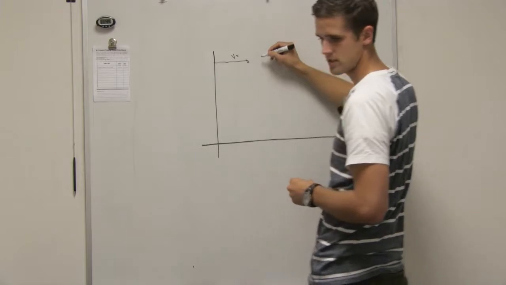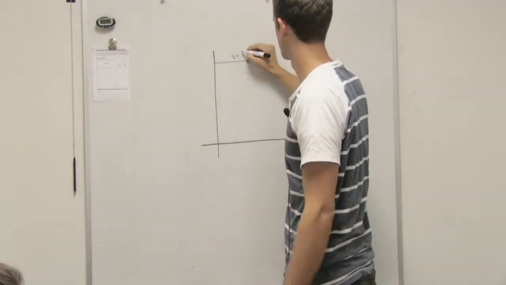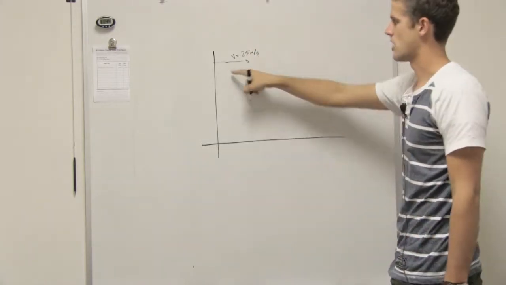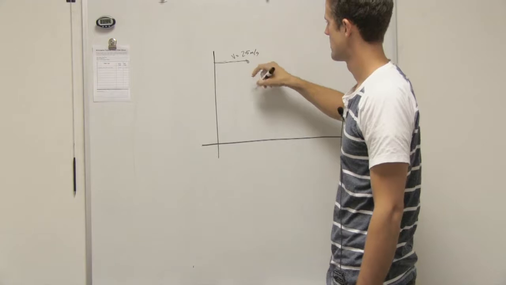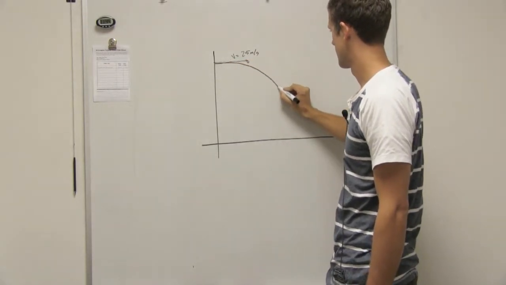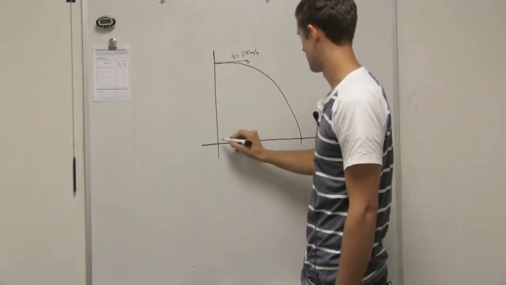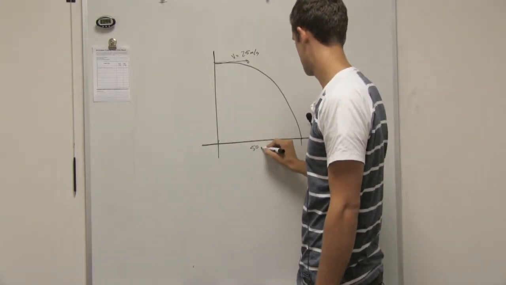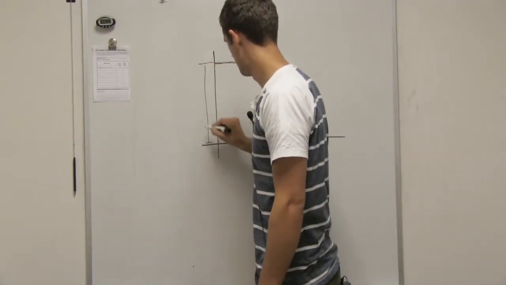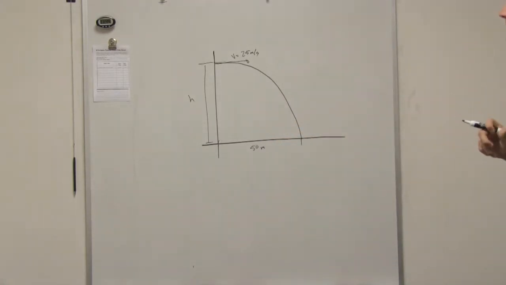Velocity. What's the velocity? It's 25 meters per second, and that's all in the x, right? We know it doesn't actually follow that exactly. It'll come out here and land somewhere. And this distance is 50 meters, and you want to find some height.